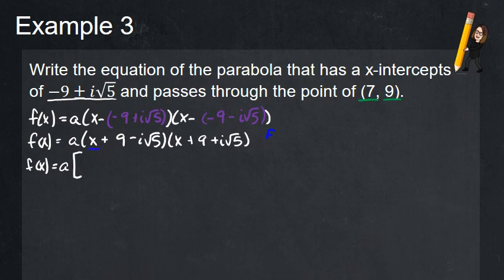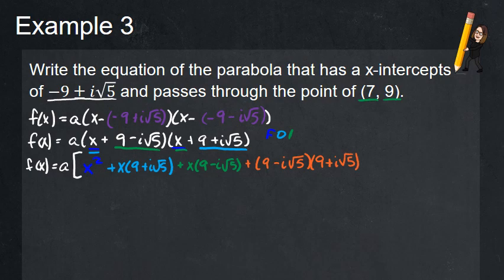So first would be x times x, squared. Outer would be x times all of the outer, so that would look like plus x times all of it. I'm just going to leave it in parentheses for now. Inner would be x times all of this, so positive x times this complex number. And last, all right, here's where we got some work ahead of us. Last is going to be 9 minus i radical 5 times 9 plus i radical 5. Complex number times complex number, which means I'm going to have to FOIL that out.